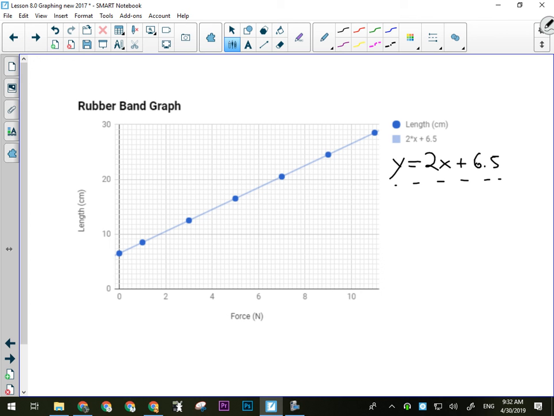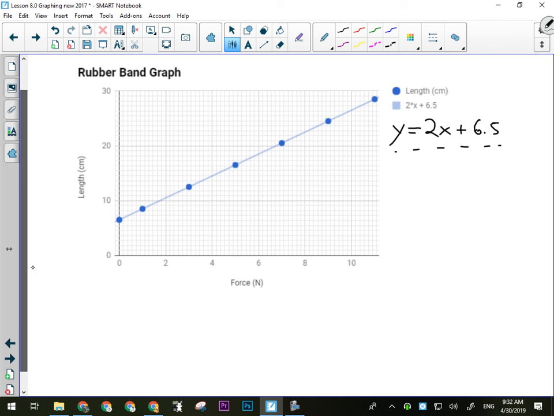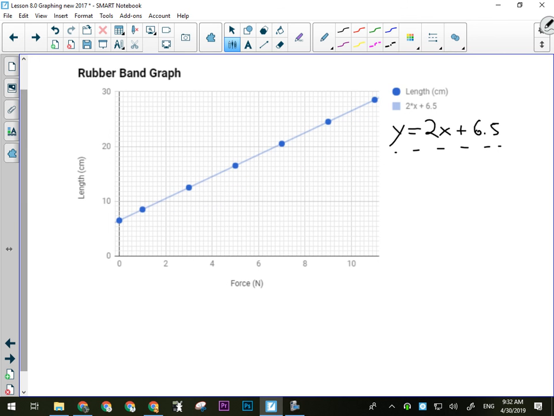So let's say that a question came up and it said, what would the length of the rubber band be with 45 newtons worth of force acting on it? So the question is, how long will the rubber band be with 45 newtons of force? If I'm looking for length, am I looking for y or x?